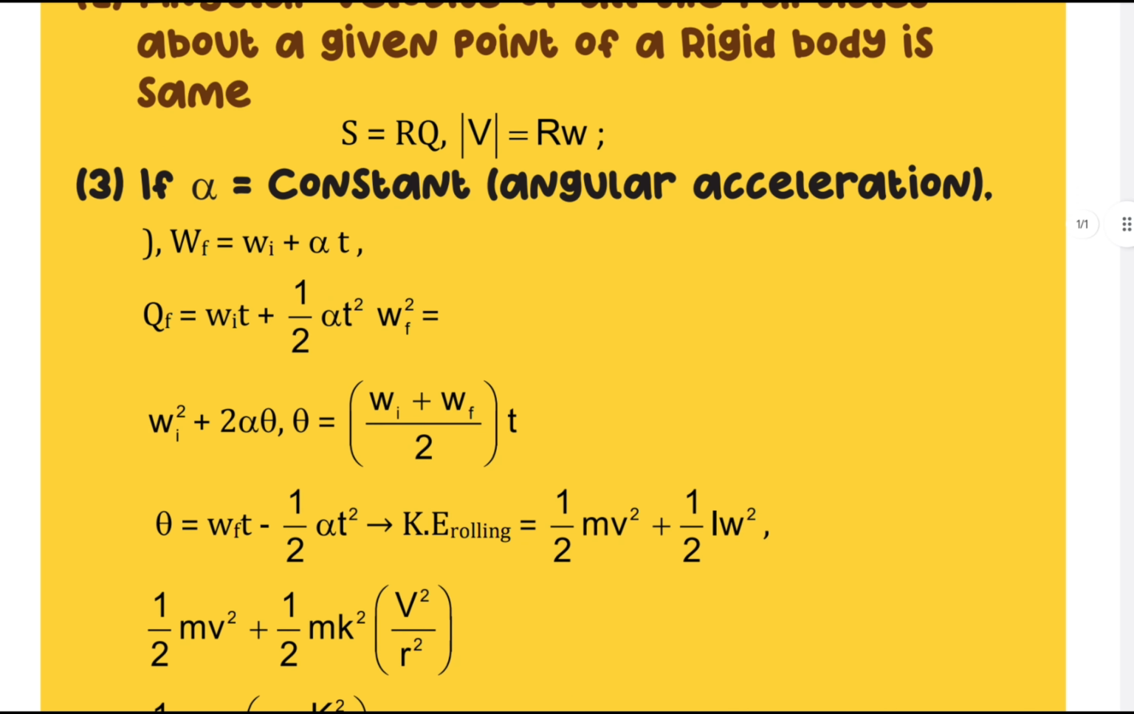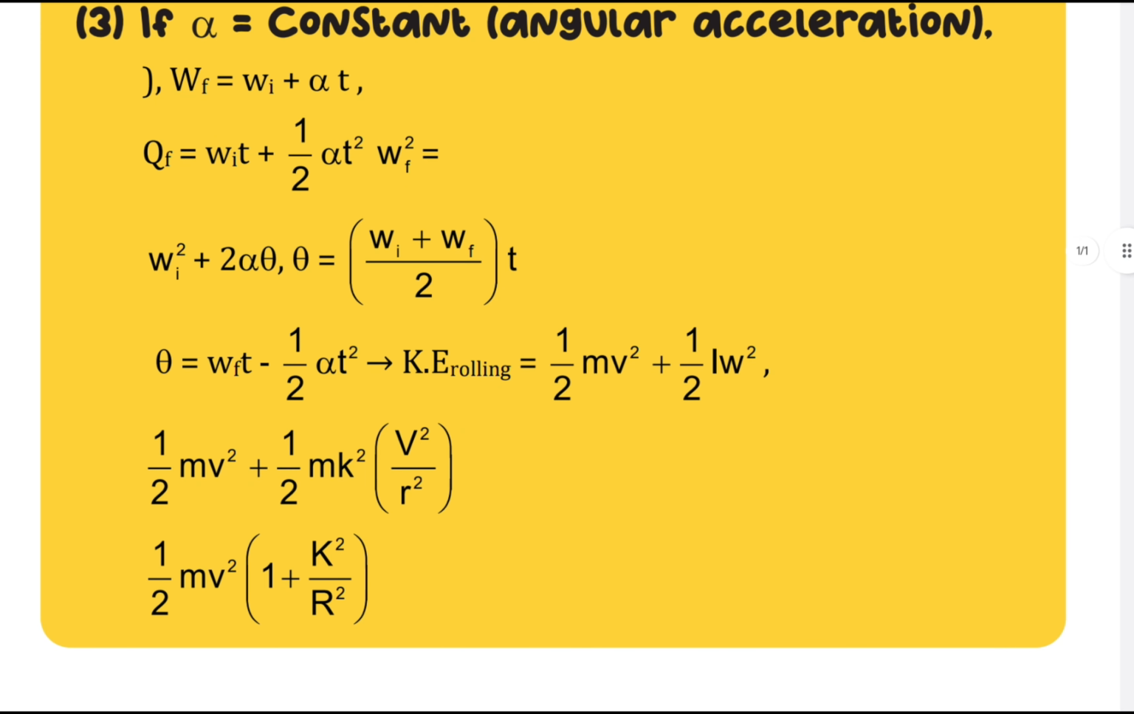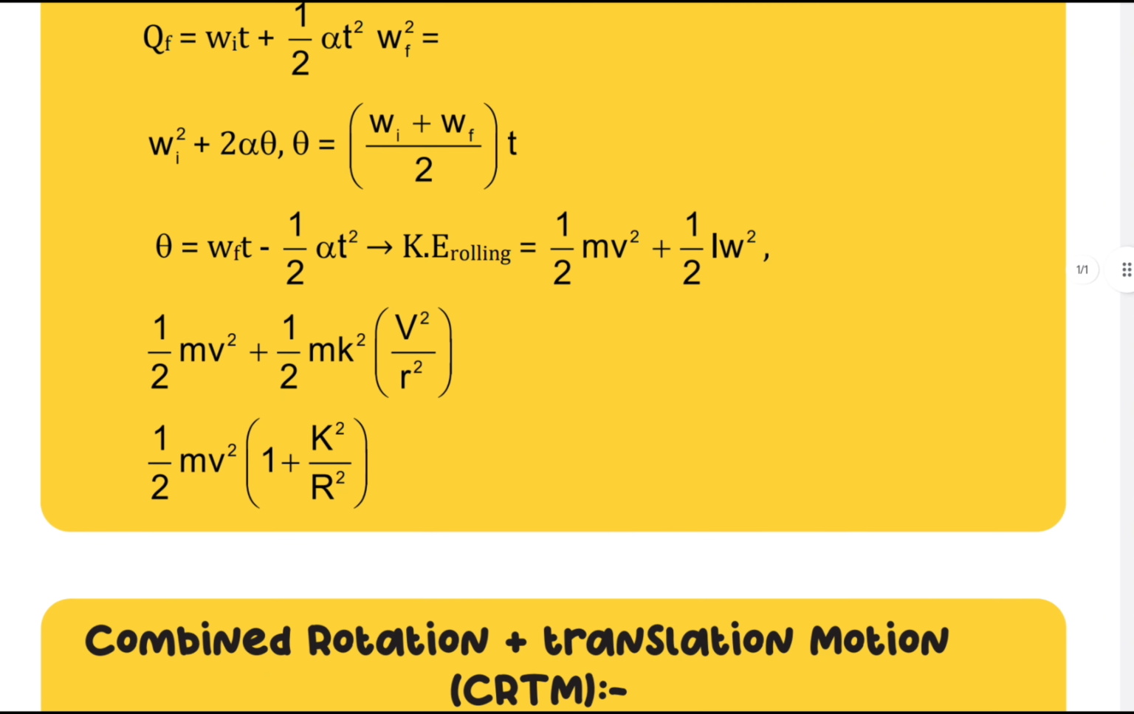If alpha, the angular acceleration, is constant, final omega is equal to initial omega plus alpha t. Theta equals omega i t plus alpha t square by 2. Omega f square is equal to omega i square plus 2 alpha theta, where theta equals omega i plus omega f divided by 2 into t. Theta is equal to omega f t minus half into alpha t square.